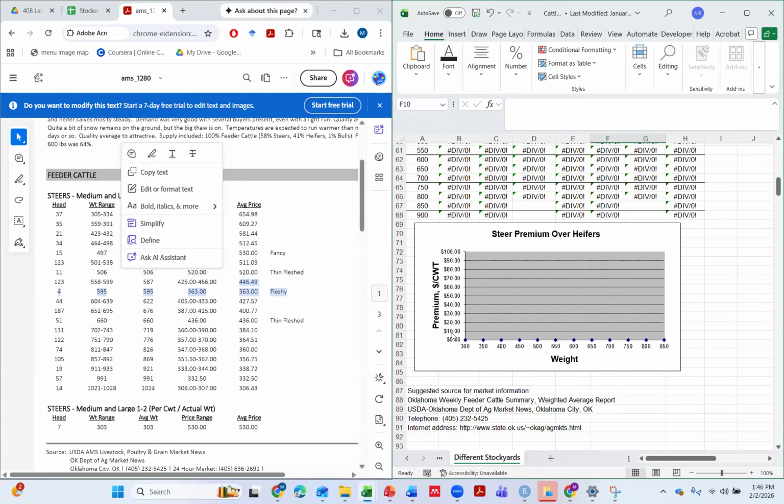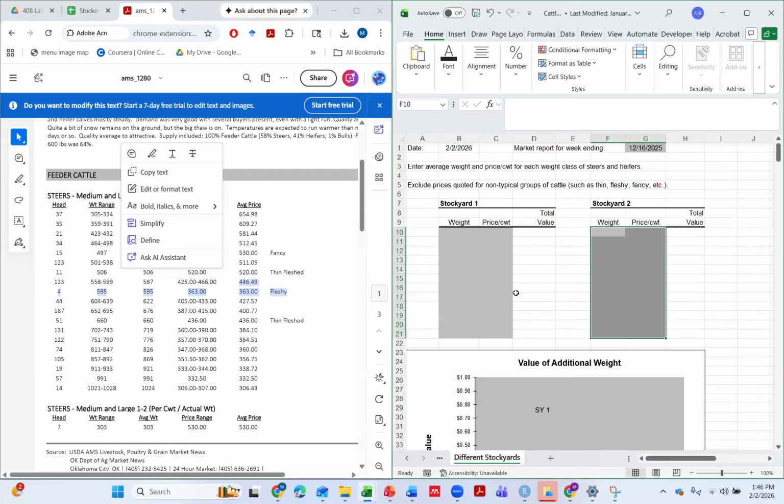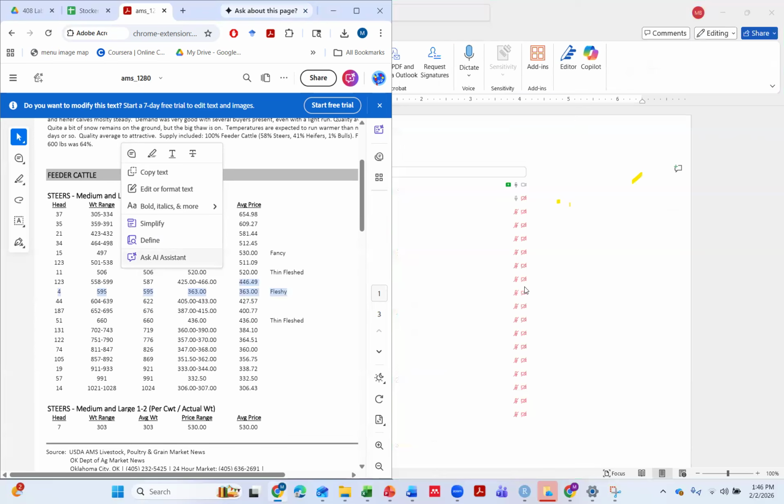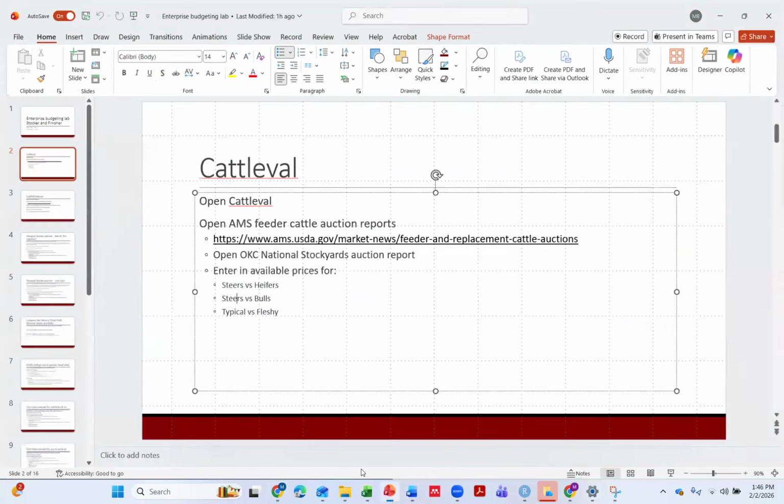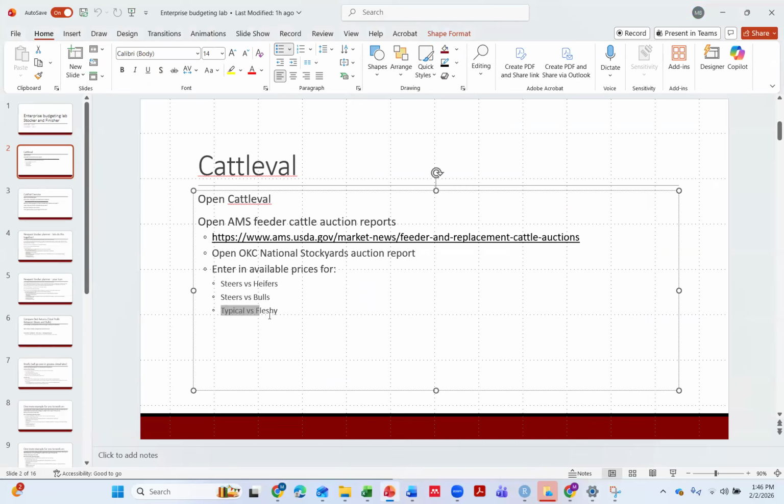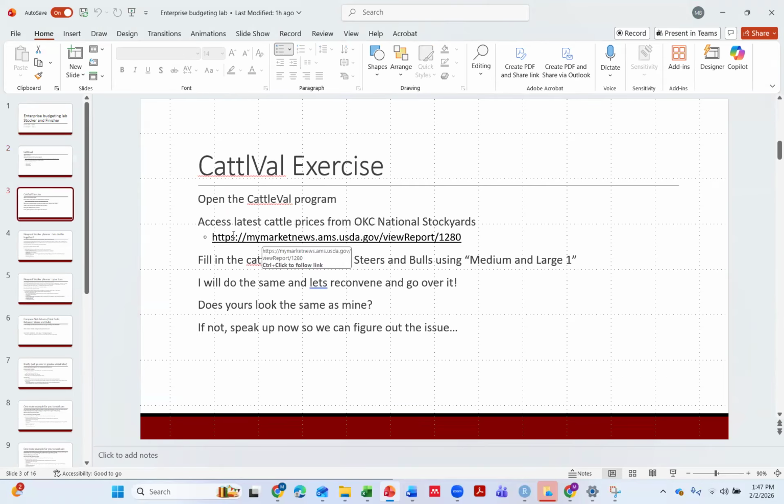Okay. And you'll basically send me this and justify why you saw that discount or premium for that one stockyard over Oklahoma City National Stockyards. Okay. So we're skipping this one because there's only one designation of fleshy in this last report. But in essence, you'll see a discount for cattle that are designated as fleshy relative to typical, or not designated. Okay.